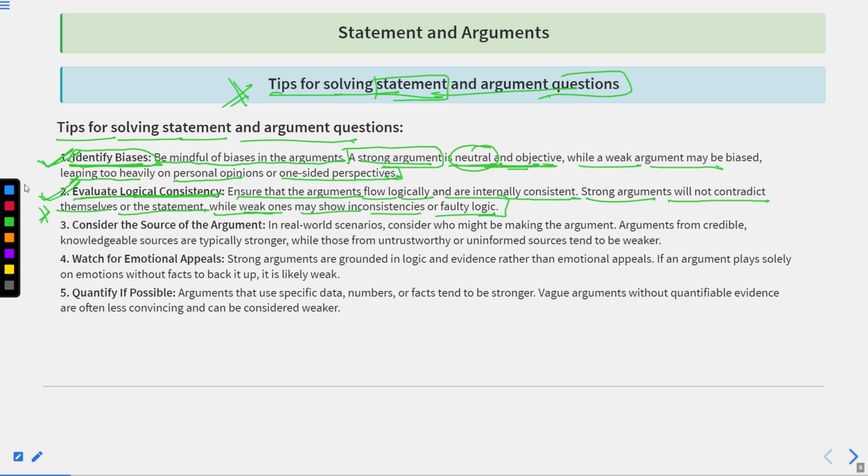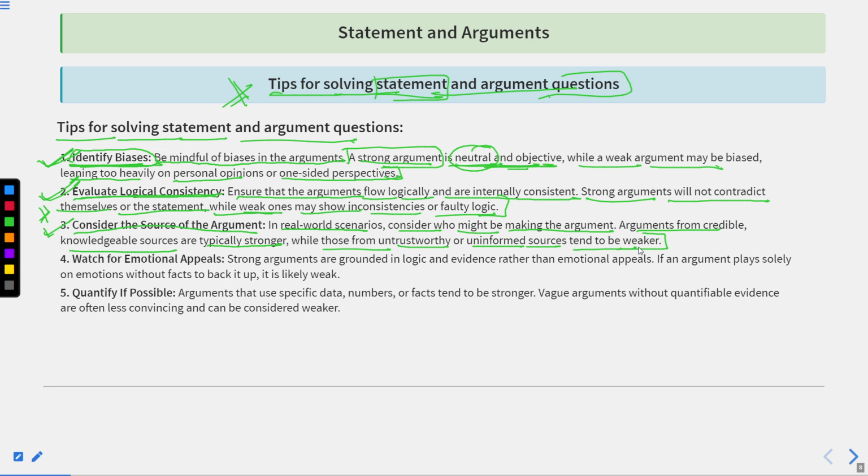In the third one, when we talk about considering the sources of the argument, we have to consider the sources also. In real world scenarios, consider who might be making the argument. Arguments from credible, knowledgeable sources are typically stronger, while those from untrustworthy or uninformed sources tend to be weaker. This is a clear fact, and you might have been applying this logic almost everywhere whenever you are trying to figure out the correct reason for something.